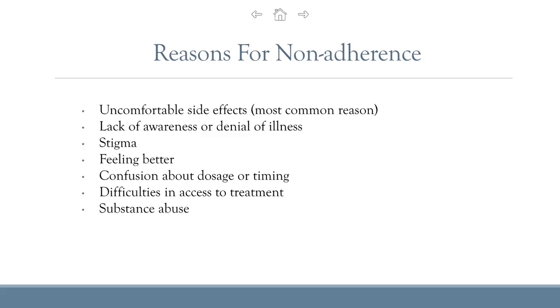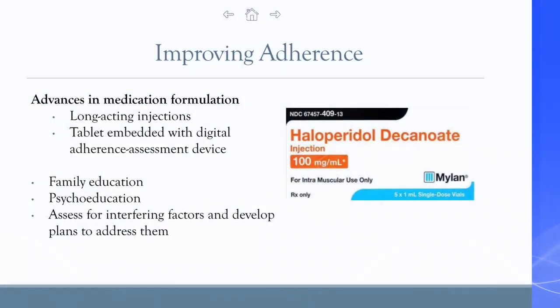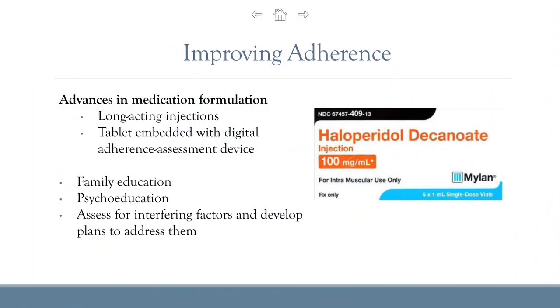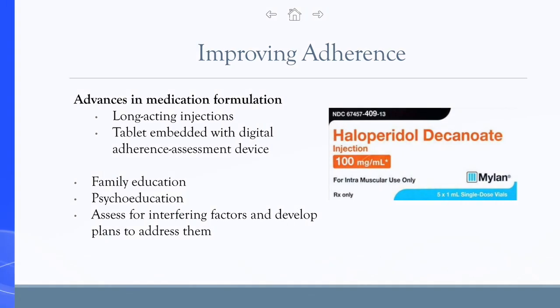They might be confused about the dosage or timing. They may have difficulty accessing their treatments, or they may have comorbidity of substance abuse. So how do we improve adherence? Sometimes there's long-acting injectables we can give that are once a month or once a week. Tablets embedded with digital adherence assessment device to see how things are working. Family education, psychoeducation, assess for interfering factors and develop plans to address them, like why are they not taking their medications. Maybe they just need an automatic medication dispenser on their kitchen counter next to their coffee maker.